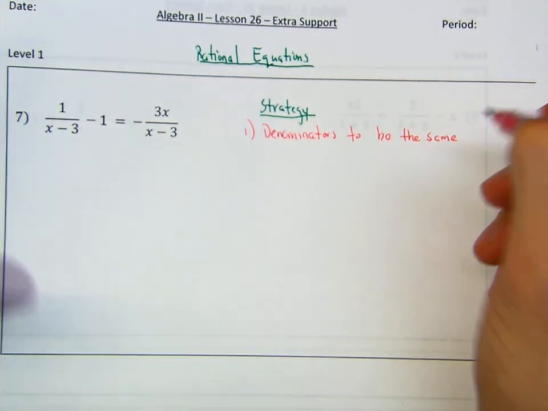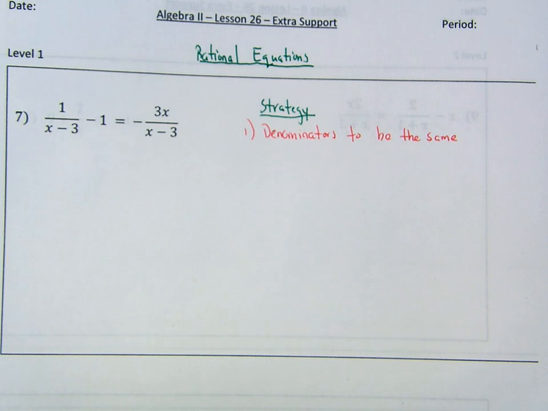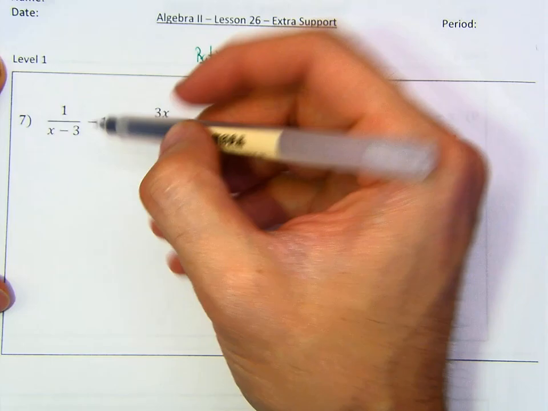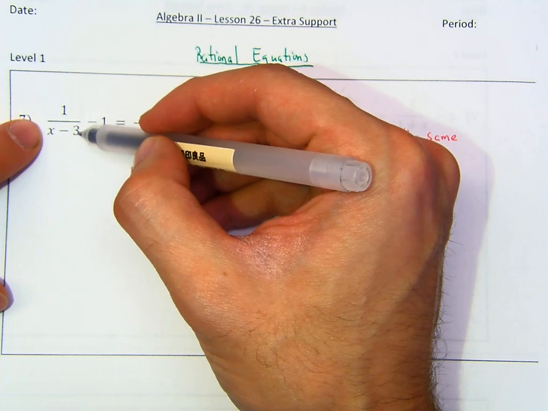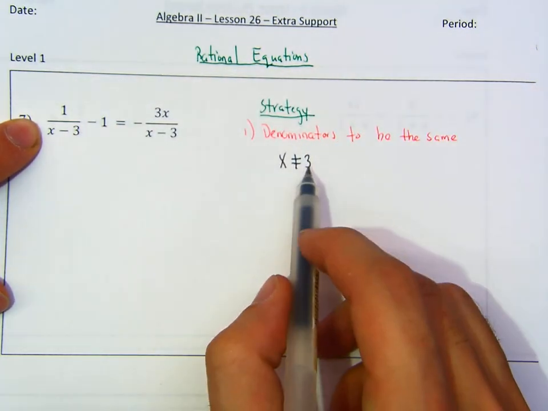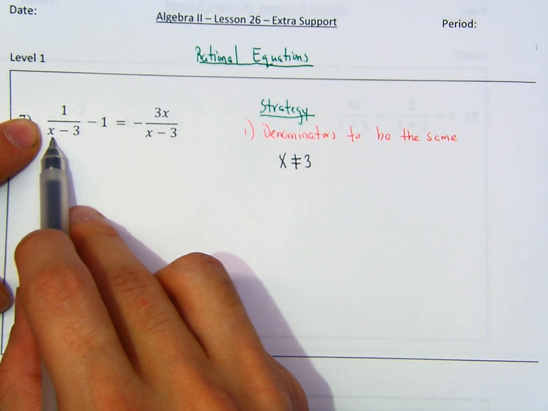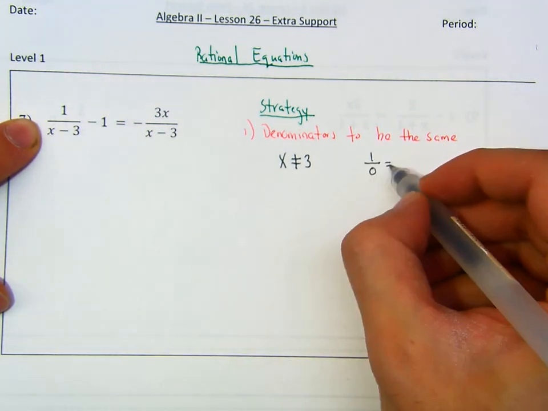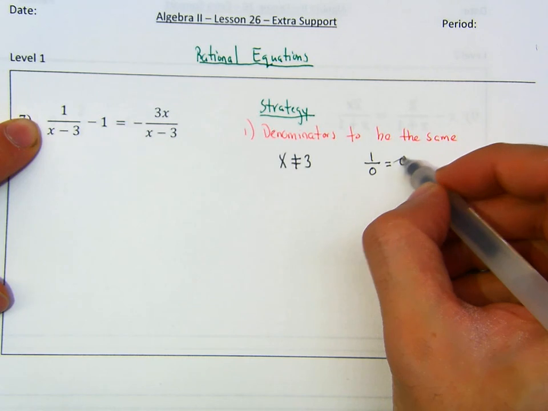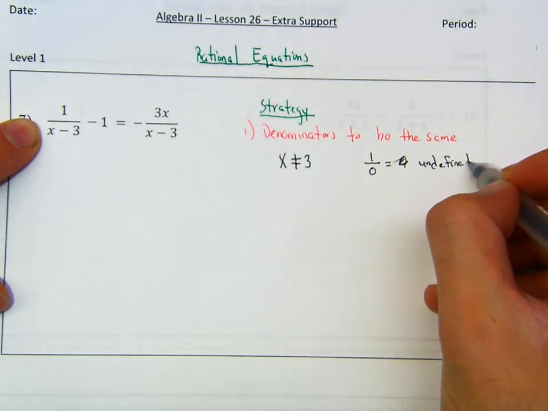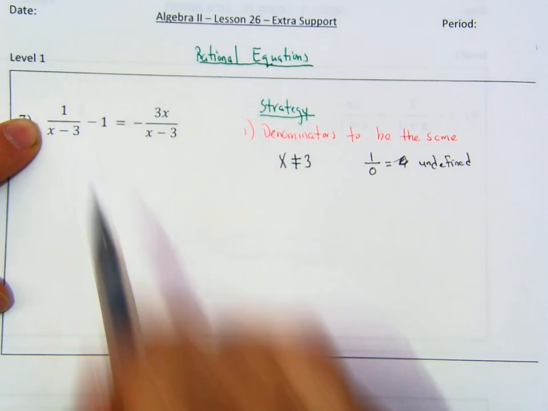And one other thing we need to focus on is, notice that here we have x minus 3 in the denominator. Notice that x cannot equal 3, because if we substitute 3 in here, the whole thing becomes 0. And what is 1 divided by 0? If you say 0, that's wrong. Remember, anything divided by 0 is undefined. So just one small little note, x cannot equal 3.